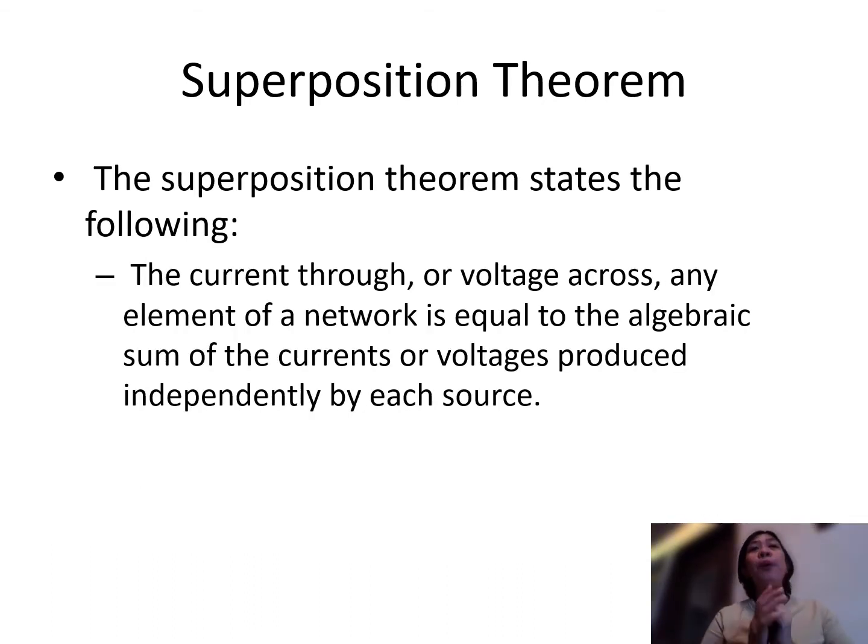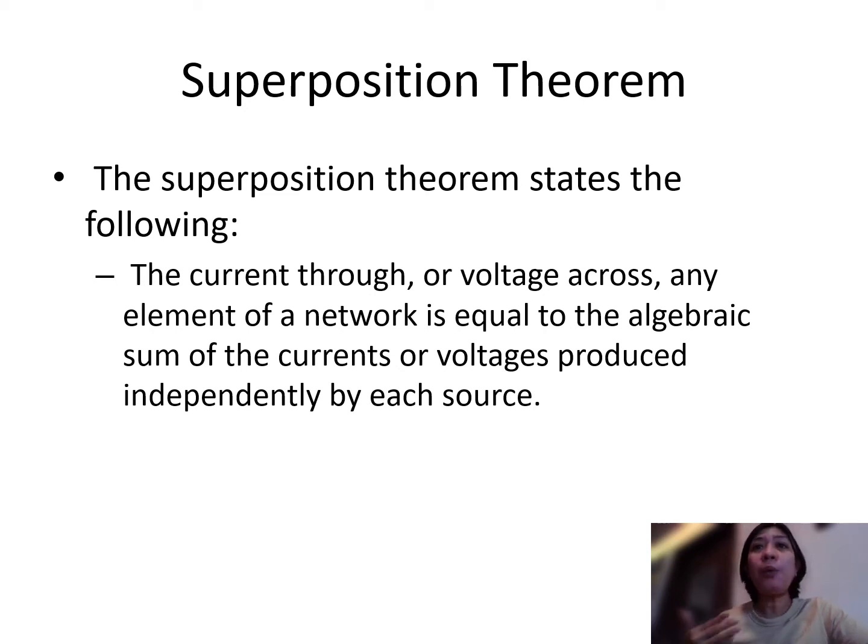The superposition theorem states the following: the current through or voltage across any element of a network is equal to the algebraic sum of the currents or voltages produced independently by each source. So we're going to analyze each of the different sources individually, and then later on we're going to combine them.